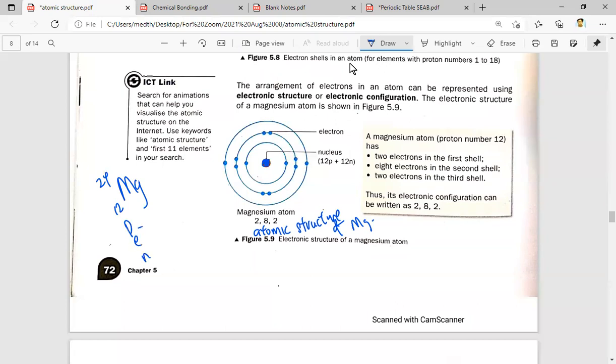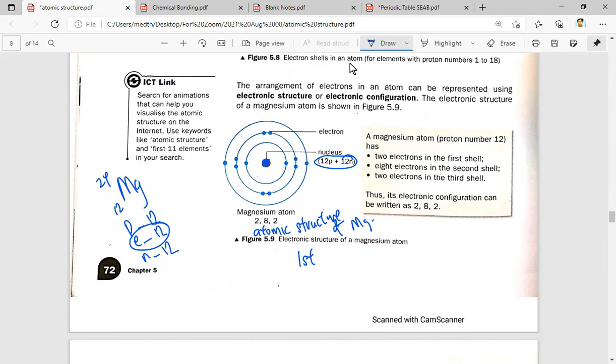So in terms of protons, electrons, and neutrons, I've got 12 protons, 12 electrons, 12 neutrons. In the middle, I've got my 12 protons, sorry, 12 protons and 12 neutrons. Then I'm left with 12 electrons. How are the 12 electrons exactly arranged? First, a quick recap: the first shell can only hold 2.